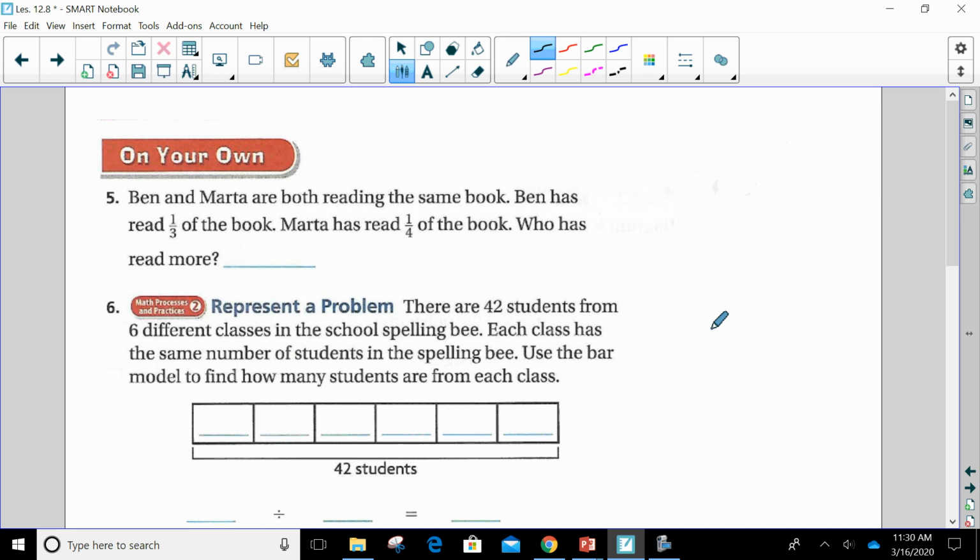Ben and Marta are both reading the same book. Ben has 1/3 of a book. Marta has 1/4 of a book. Who has read more?